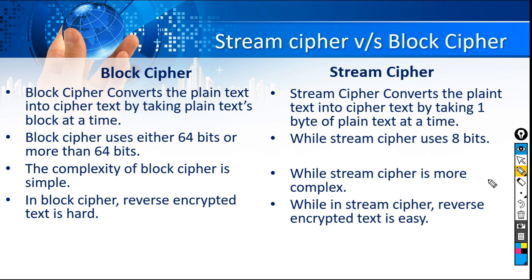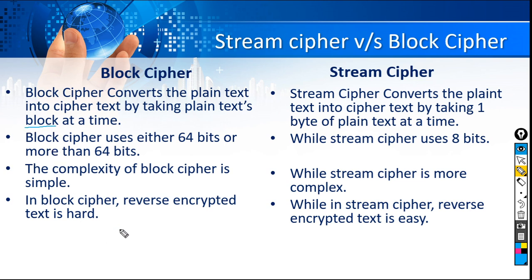A very simple difference between a stream cipher and a block cipher is that a block cipher is applied on a block of data, meaning that it converts the plain text into cipher text by taking a plain text block.